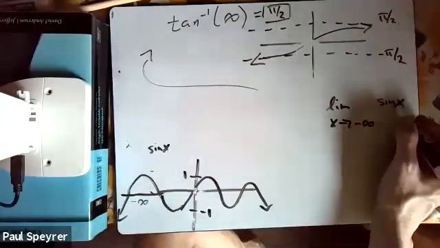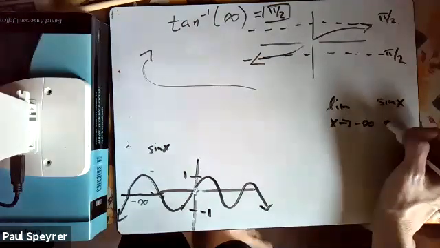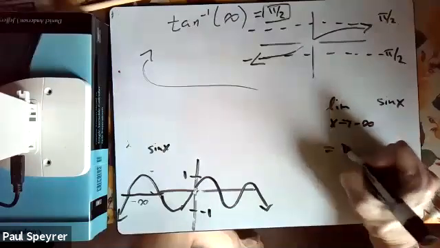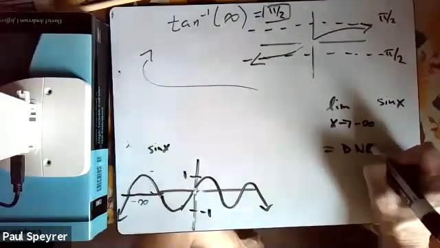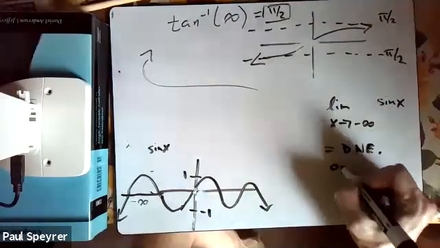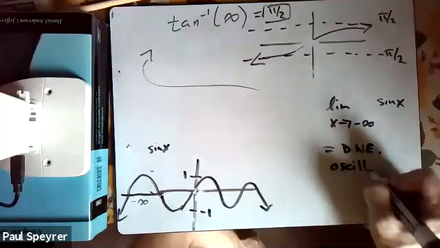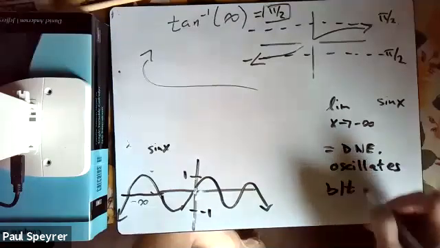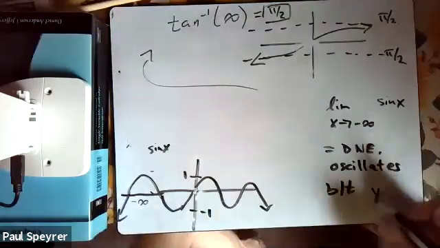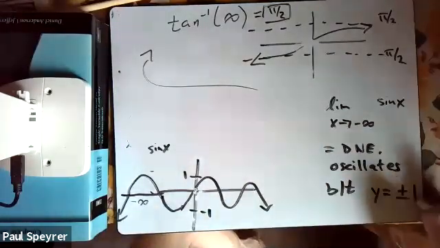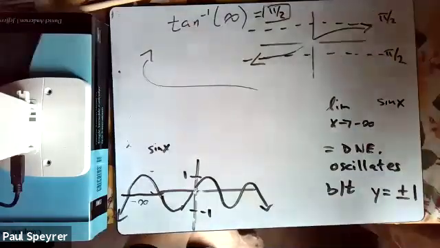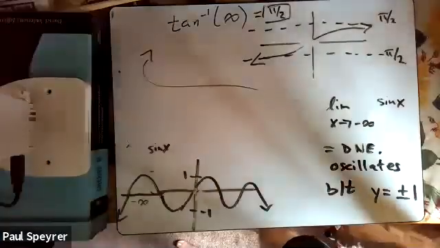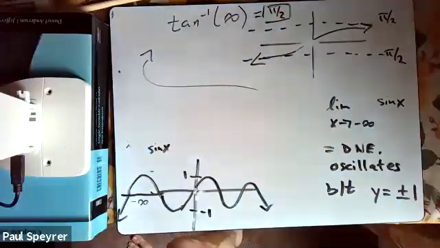So for sine of x and cosine of x, if you're asked about their infinite limits, it does not exist, because it oscillates, which just means it bounces between y equals plus or minus 1. It's not homing in on one finite value, unfortunately. So your answer would be does not exist right there.